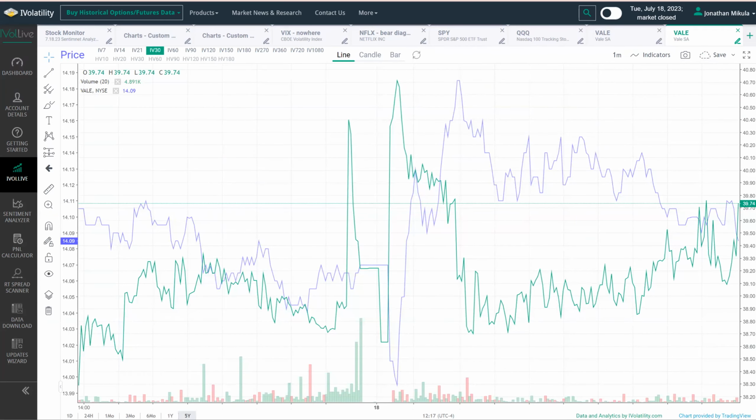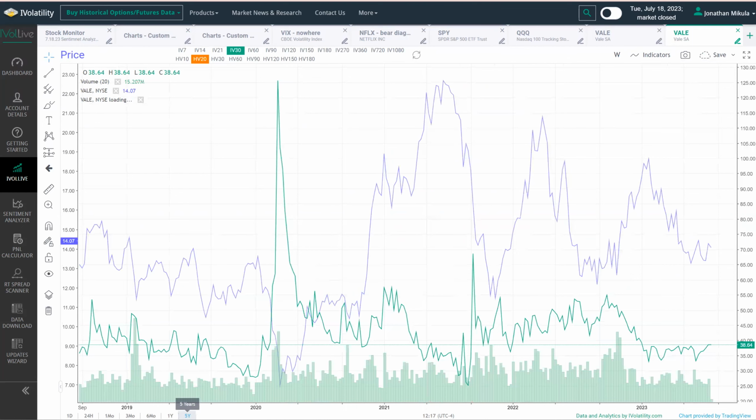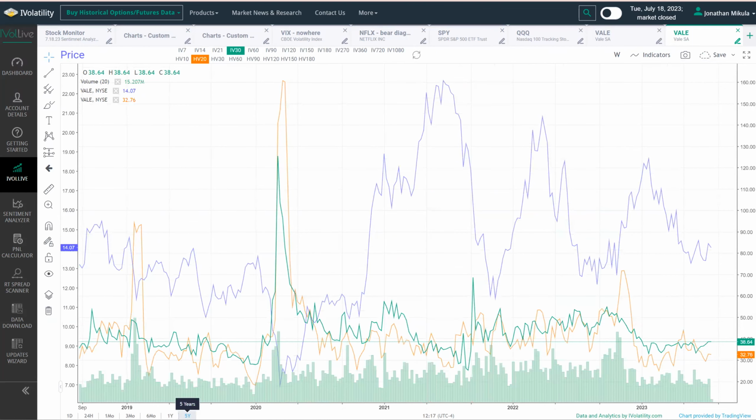This is another question that came up before we went live: how much data do you have as part of your iVol Live subscription? By default, we go up to 5 years' worth of data, and that's not just price. This is price in blue here, Vale's price. Then in green, we have implied volatility, and historical volatility in orange. This is showing you that for every single date going back 5 years. It's like a treasure trove of data, and it shows you this really significant relationship between price and volatility.